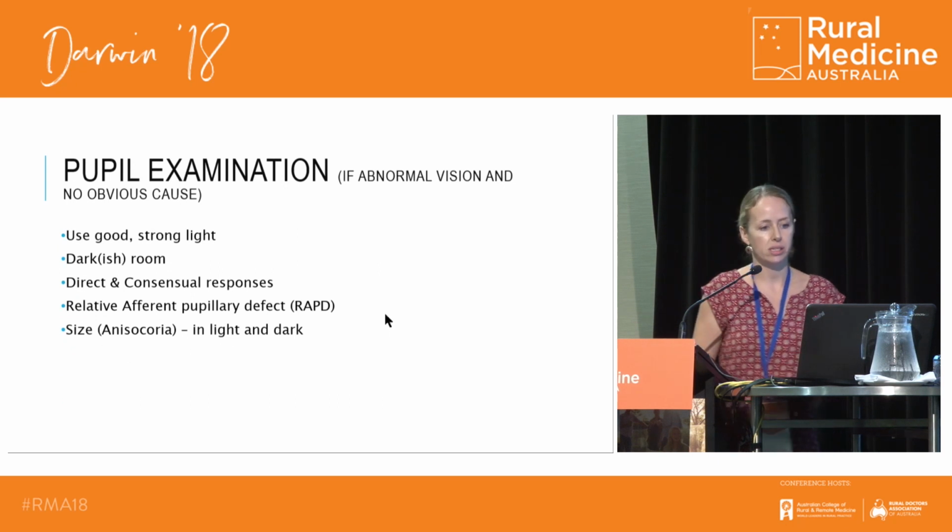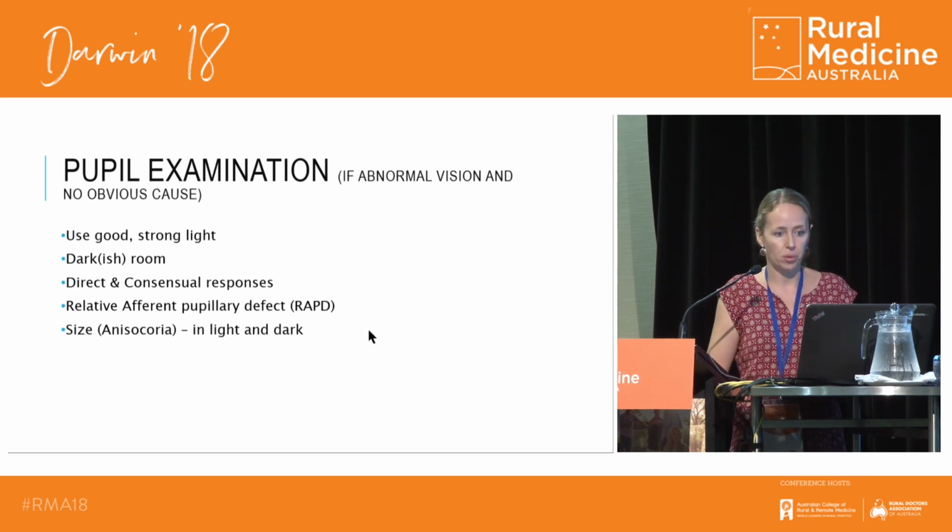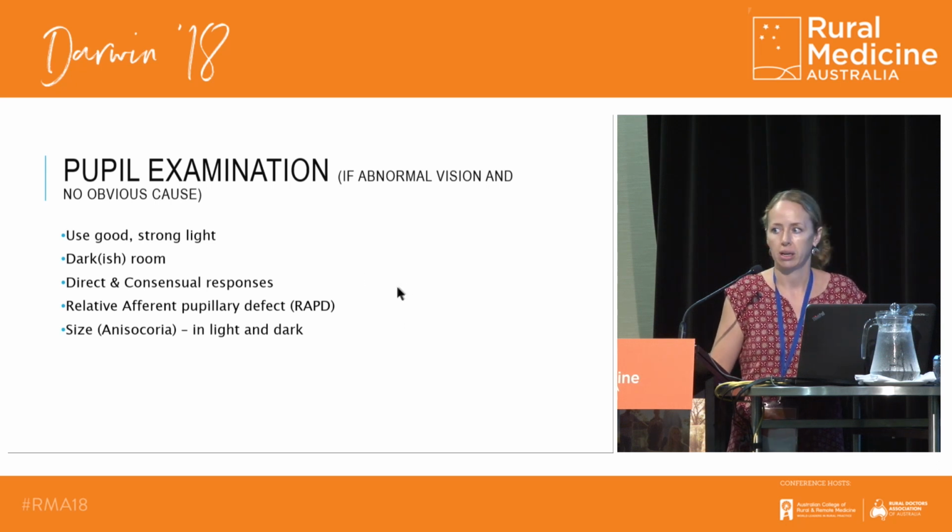Now, pupil examination. This becomes important if you have an abnormal visual acuity and you just can't find an obvious cause for it. When you check the pupils, use a good strong light. In a darkish room, do direct and consensual, and check for the afferent pupillary defect.